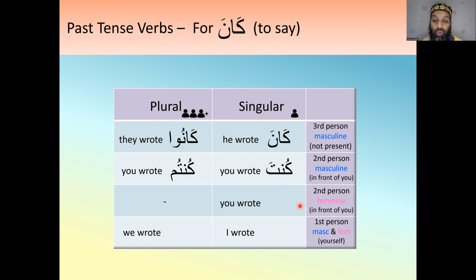Next one, kunti. What is kunti? Oh, I've given the Arabic away. You're supposed to be telling me. What's here? You were, to a woman. What is it? Yeah, okay, right? Kunti.